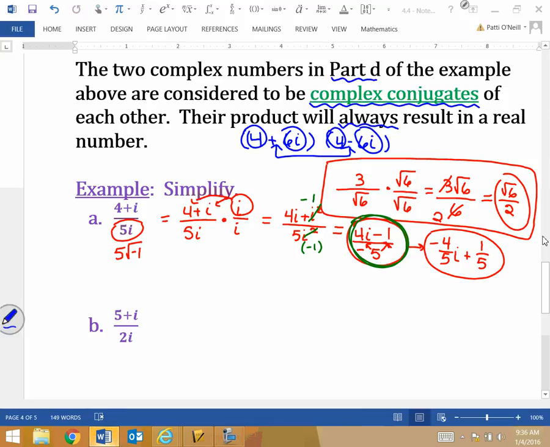So in the second problem, 5 plus i over 2i, what's standing in our way here of having proper form is the i in that denominator.